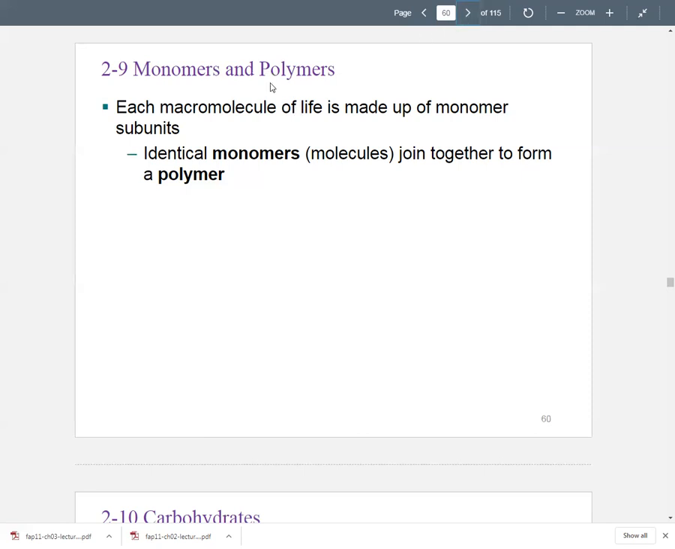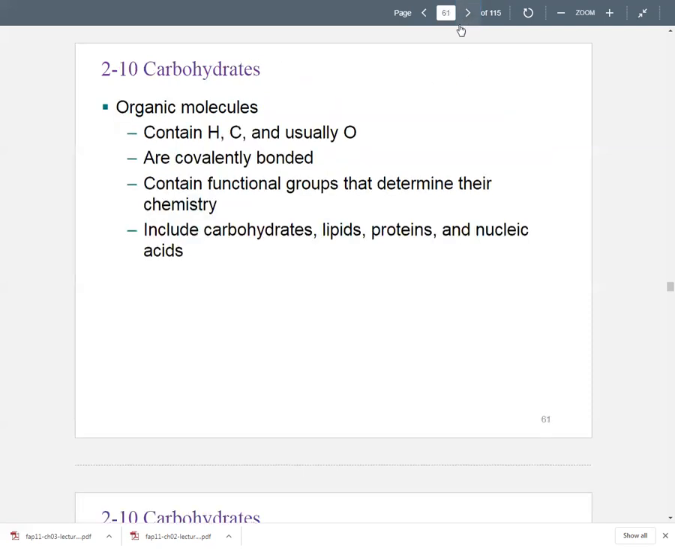All right, so monomers and polymers. Monomers are the units, and they make polymers. Okay, you add them, you build them together and make polymers. So let's look at examples of that. Okay, so first biomolecule, we're going to talk about our carbohydrates. These are organic because they have carbon and hydrogen. So they also have a lot of oxygen. They use covalent bonds, and they have different functional groups that determine their chemical properties.